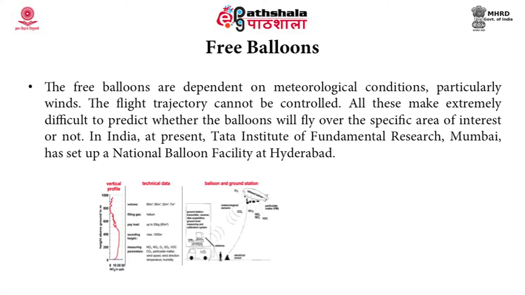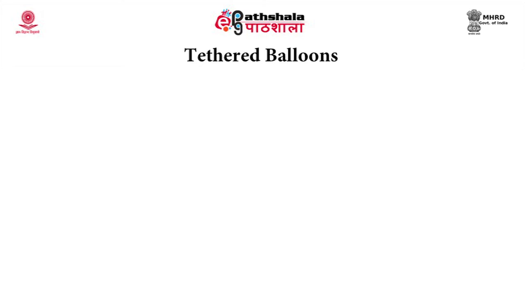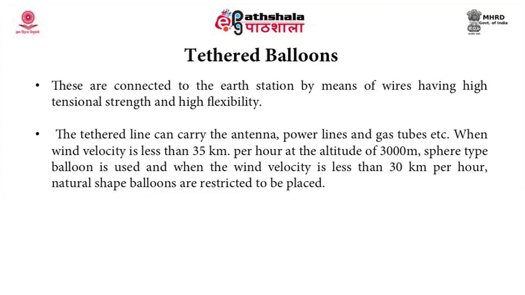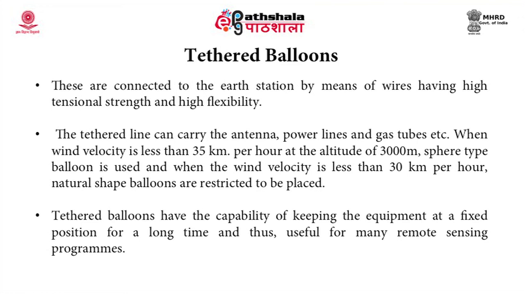The next one is tethered balloons, which are connected to the Earth station by means of wires having high tensional strength and high flexibility. The tethered line can carry the antenna, power lines, and gas tubes. When wind velocity is less than 35 km per hour at the altitude of 3000 meters, a sphere type balloon is used, and when the wind velocity is less than 30 km per hour, natural shape balloons are used. Tethered balloons have the capability of keeping the equipment at a fixed position for a long time and thus are useful for many remote sensing programs.